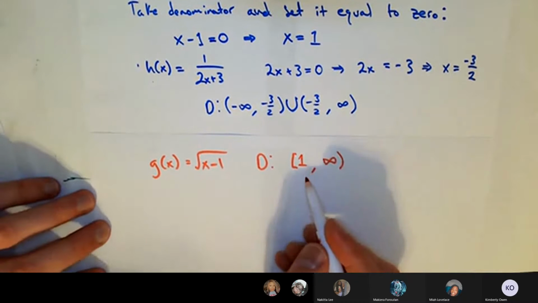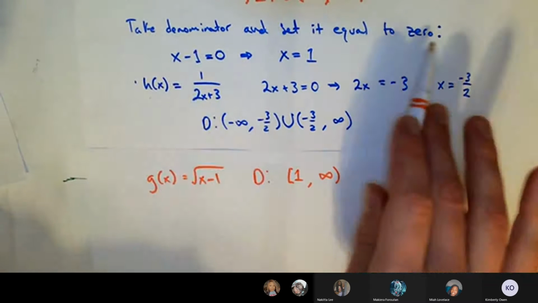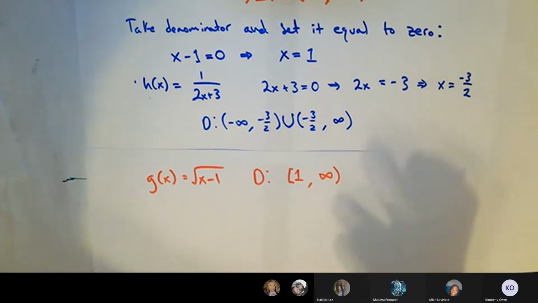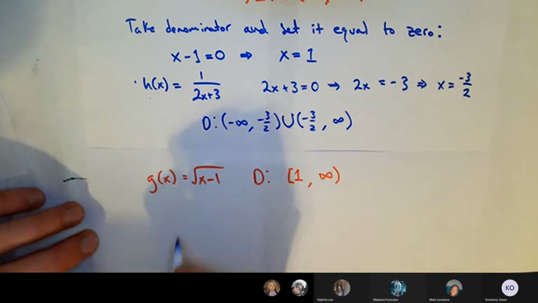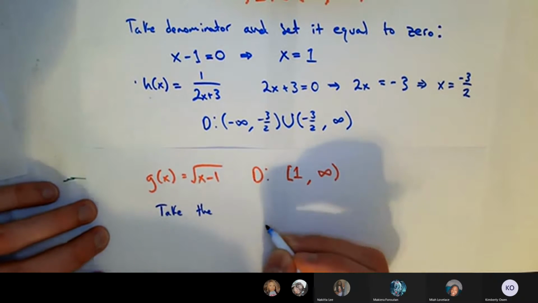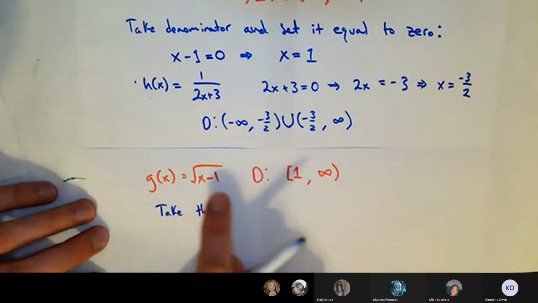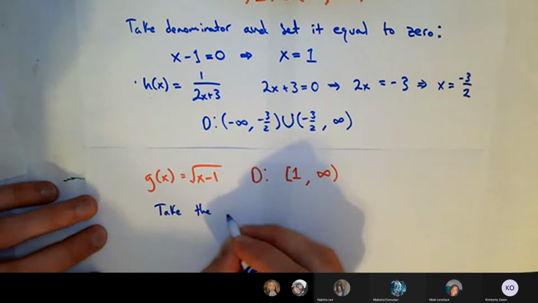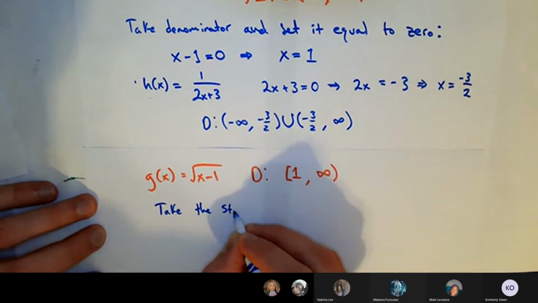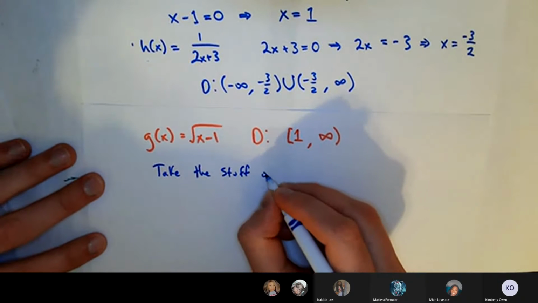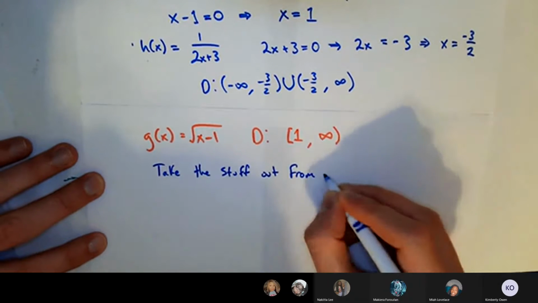So how do I discover this number? The rule up here for a function with an x in the denominator is to take that denominator, set it equal to 0, and solve. That tells you where the hole in the domain is. For these functions with a square root, technically the stuff under the radical is called a radicand, but I'm just going to say take the stuff. We don't need fancy terms, not at this point, really. Take the stuff out from under the radical.